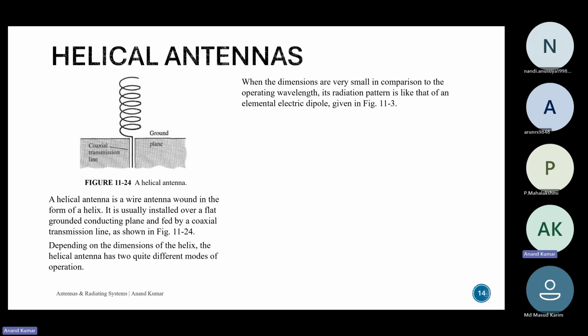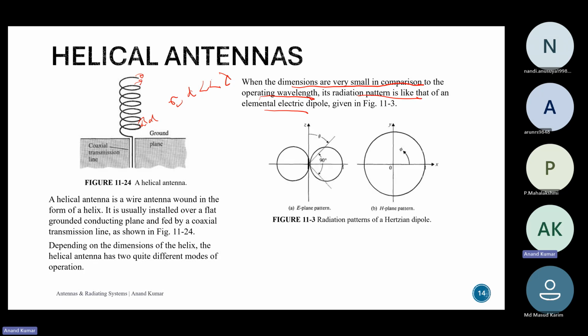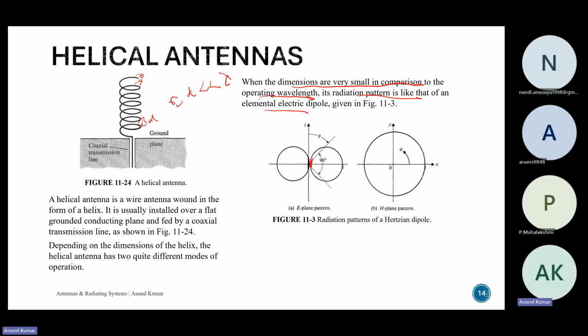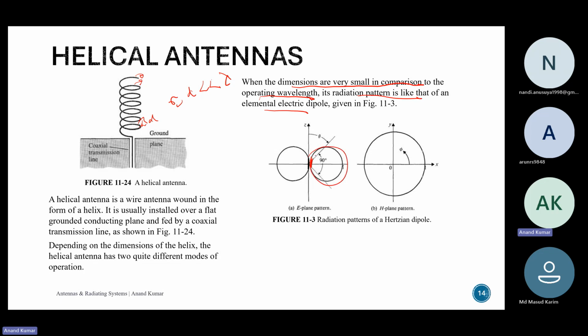Okay, if there are no questions, we'll continue with the helical antennas. We will look at some maths and then the two different modes, and then we'll end the class. So for the normal mode, the dimensions are very small in comparison to the operating wavelength. Let's say this is wound at some distance d, and r is the radius. If r and d are very much less than the operating wavelength, its radiation pattern is like that of an elemental electric dipole, which looks like this.